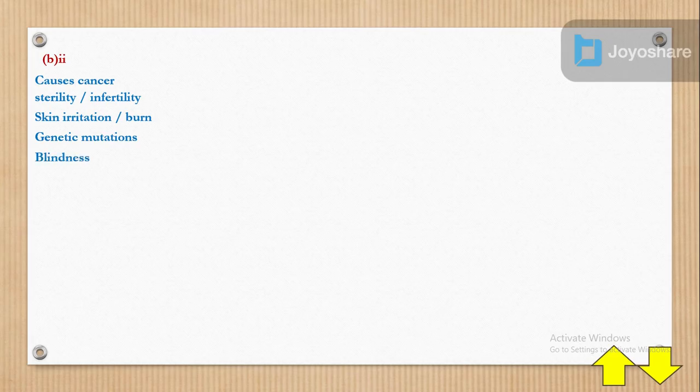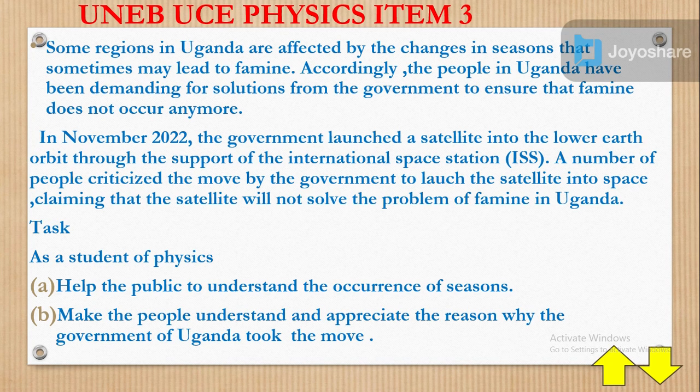Then also it can bring about blindness. We are looking at explaining why relatives should observe the precautions when inside a certain room. They should observe the precautions or rules when inside the room to avoid contracting cancer, to avoid becoming infertile, to avoid skin irritations, to avoid genetic mutations, and to also avoid becoming blind. As simple as that. And now that makes the end of item 2. We now kickstart item 3.